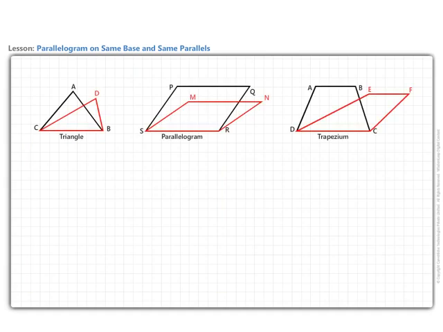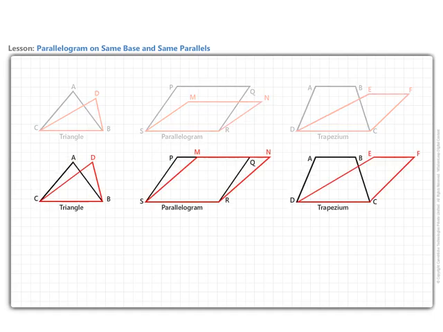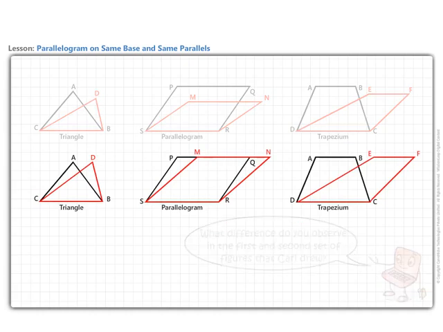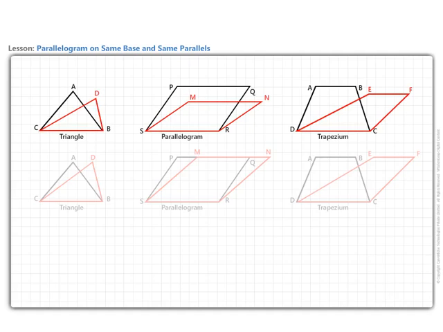Carl now draws the same figure again on the earlier one using the same base. Carl is not very satisfied and does the same drawings again. What difference do you observe in the first and second set of figures that Carl drew? On observing the first set of figures, we find that the two triangles ABC and DBC are on the same base BC, two parallelograms PQRS and SMNR are on the same base SR, and two trapeziums ABCD and DEFC on same base DC.